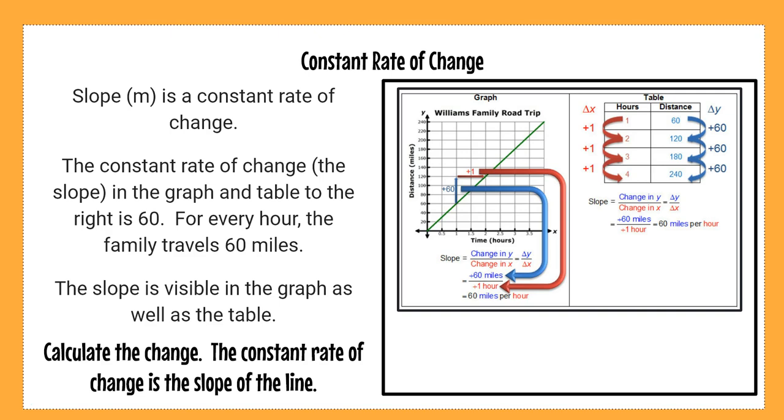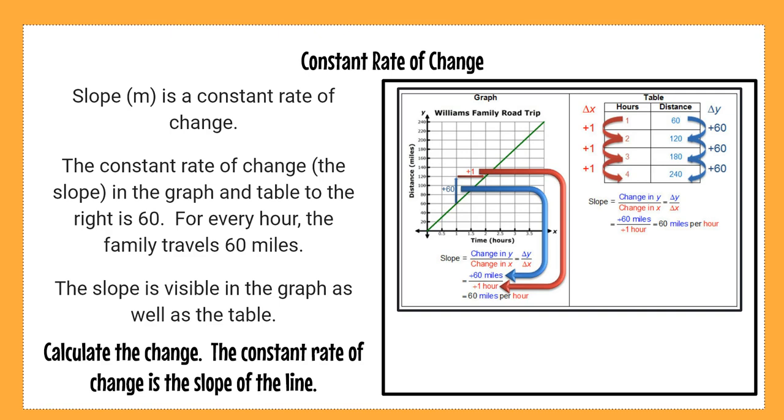All right, so previously you guys have talked about constant rates of change. That should sound pretty familiar to you. Well, slope is a constant rate of change. Constant rate of change in the graph and table to the right is 60. So for every 1 hour, the family travels 60 miles. So if you look at the graph with me, I've got the Williams family road trip, and it shows the time on the x-axis and the distance in miles on the y-axis. So I'm going to find that the constant rate of change is for every 60 miles they travel, it takes 1 hour.